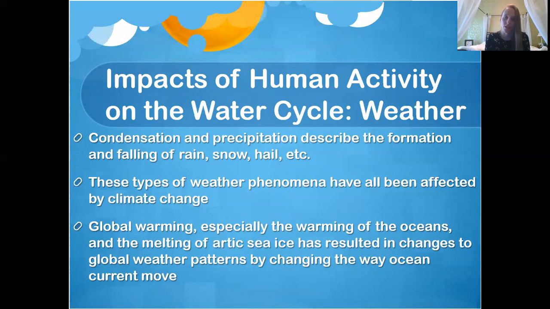We've also changed the ocean currents, which we talked about in Science 10, mostly because of the amount of sea ice that's melting, which is changing the salinity of certain areas of the ocean, which then alters the ocean currents. And ocean currents are one of the main factors that affect global weather patterns. So that has also changed things like condensation.